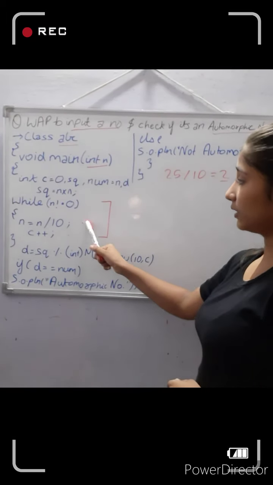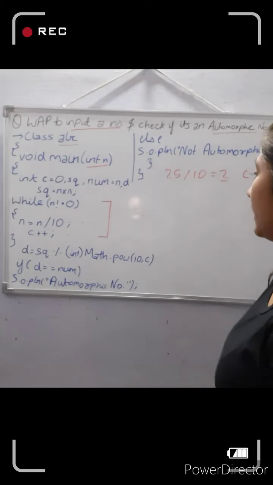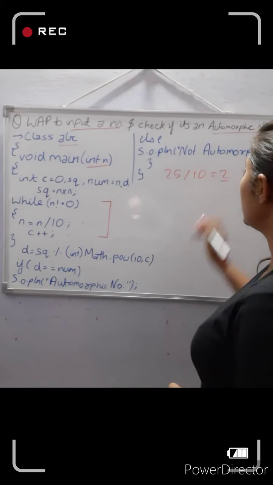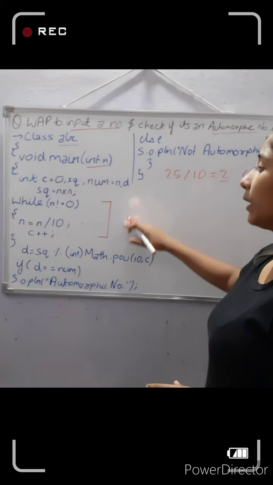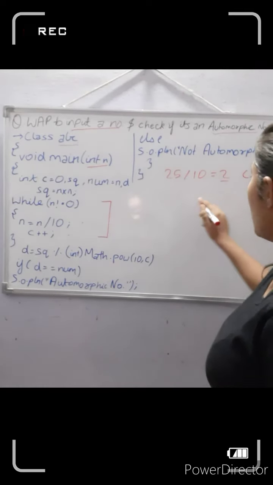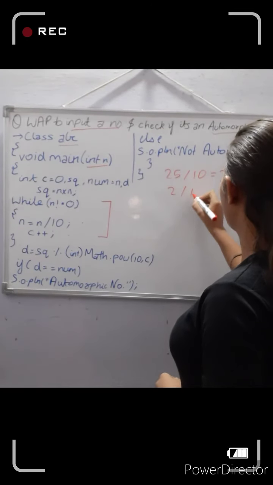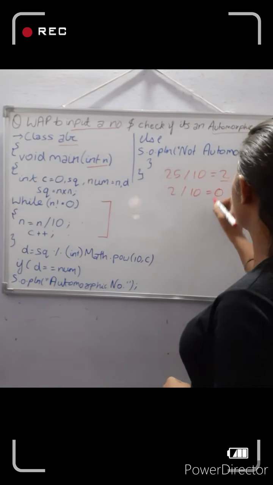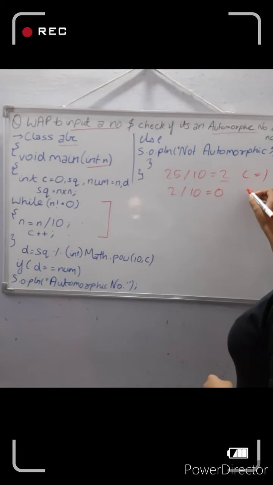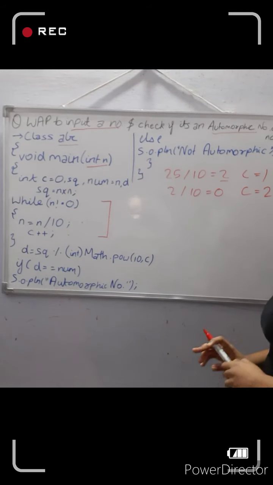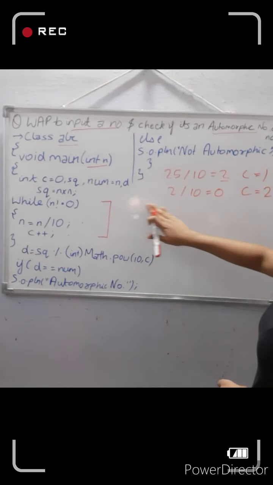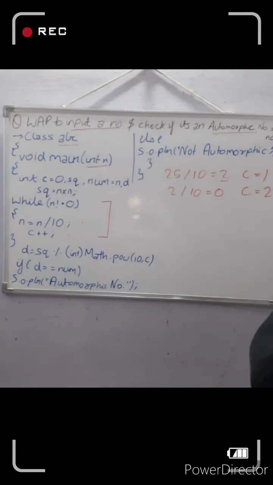Now, coming back to this step, n is equal to n divided by 10. The value of n is still not equal to 0. So, we are going to continue this. Now, value is 2 divided by 10. We are going to get the quotient 0. So, for the last time over here, we are going to increment the value of c from 1 to 2. Now we are not going to repeat this while loop as the value of n is now 0.